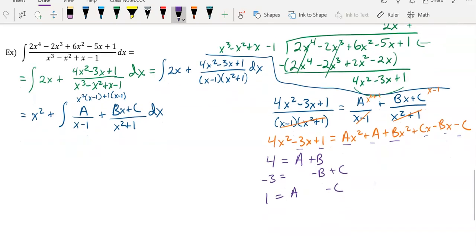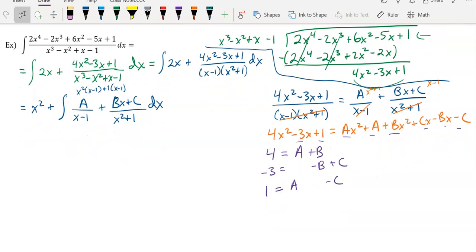Okay, so now I have a system of 3 equations and 3 variables. I'm going to use substitution because each of them only has 2 variables in it. So a is equal to 1 plus c, and I'm going to take that and plug it into the top equation, which is going to give me 4 equals 1 plus c plus b. So 3 equals b plus c.